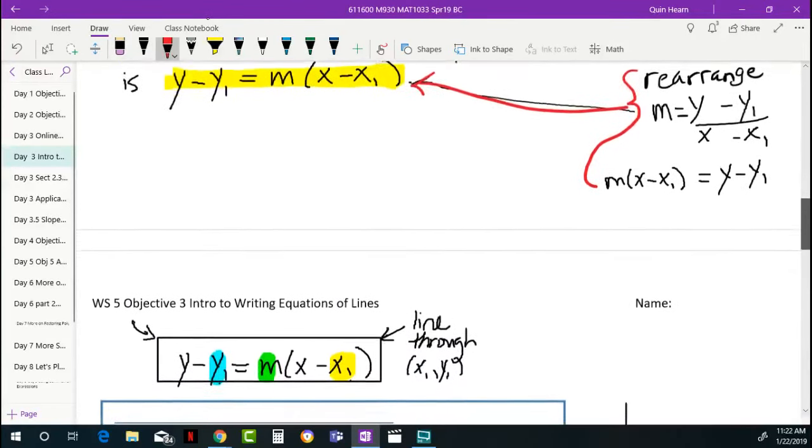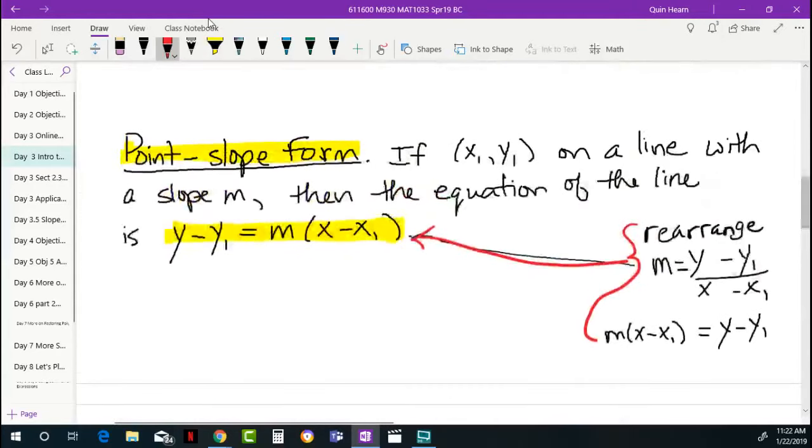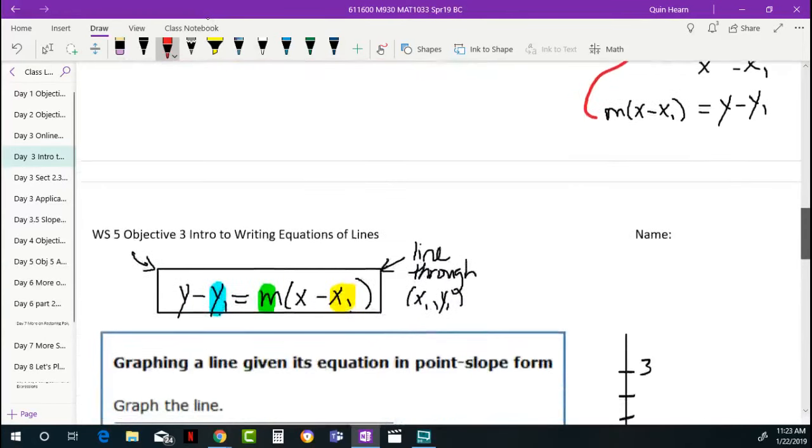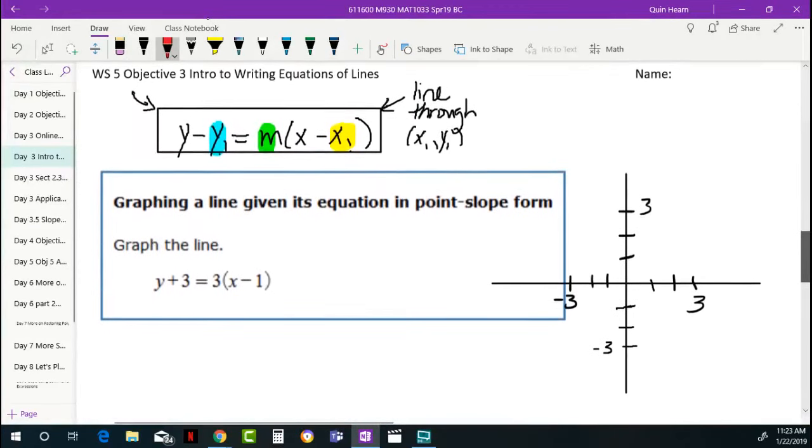So I've copied it down. And by the way, just to be clear, this x1, y1 is just a point on the line. So that's what these two are. And the slope m, of course, you're familiar with from the slope-intercept form of a line. All right, so let's see how we might use the point-slope form of a line.